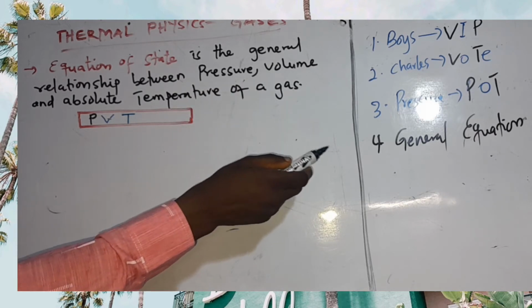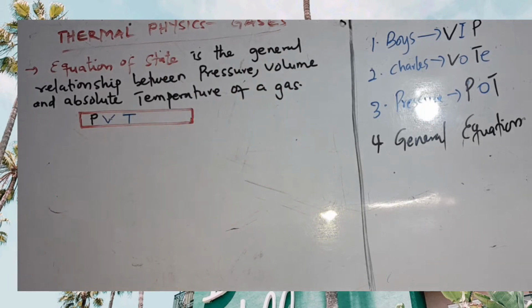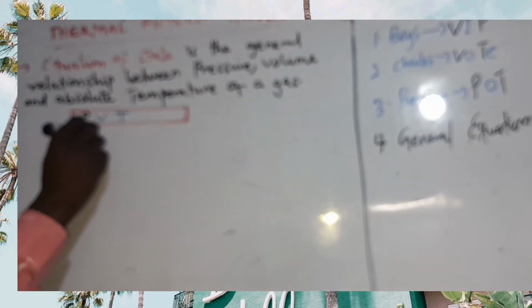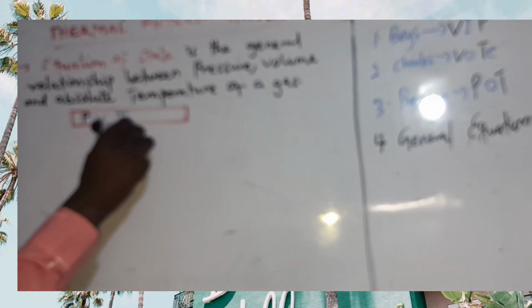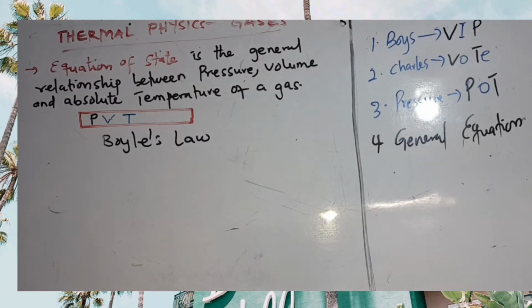And the fourth one, we look at the general equation, which will be relating all the three things. So we want to start with the first one. The first one is Boyle's law. We call it Boyle's law. And for this Boyle's law, remember from the mnemonic, boys are VIP.